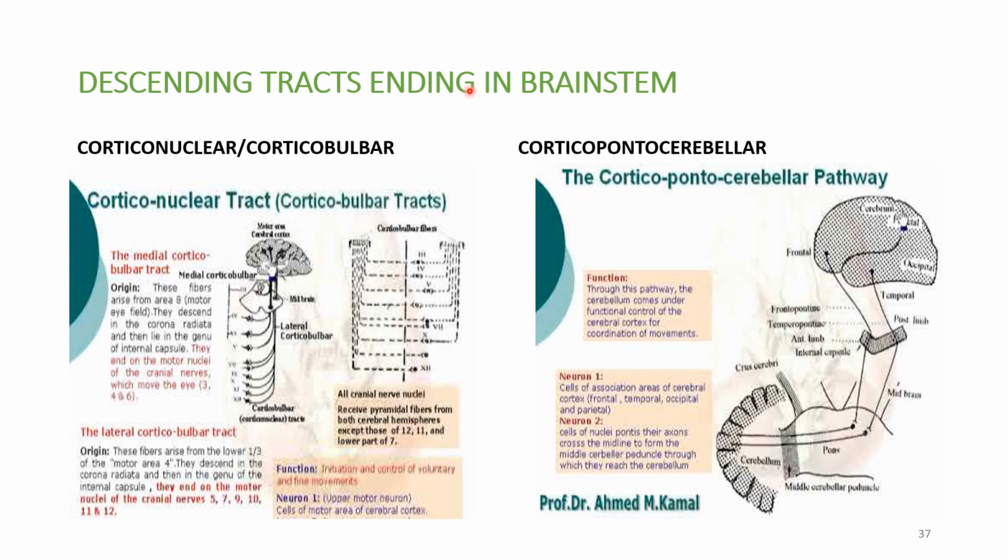Next come descending tracts which end in the brain stem: corticonuclear or corticobulbar and corticopontocerebellar tracts. Corticonuclear or corticobulbar tracts may be medial or lateral. The medial one originates from area number 8, that is, the motor eye field. Then they descend through the corona radiata and internal capsule. Then they end in the motor cranial nerve nuclei which move the eyes, that is 3, 4 and 6. And then comes the lateral corticobulbar tract. These originate from the lower one-third of the motor area 4. They descend through the corona radiata and the internal capsule, and then they end in the motor nuclei of the cranial nerves 5, 7, 9, 10, 11 and 12.